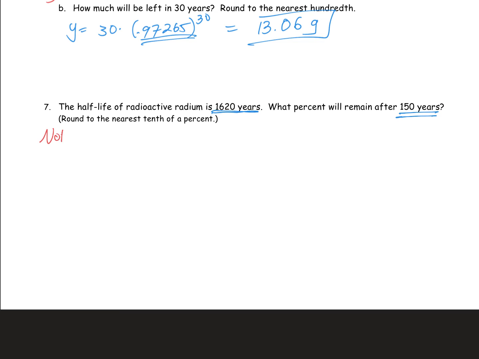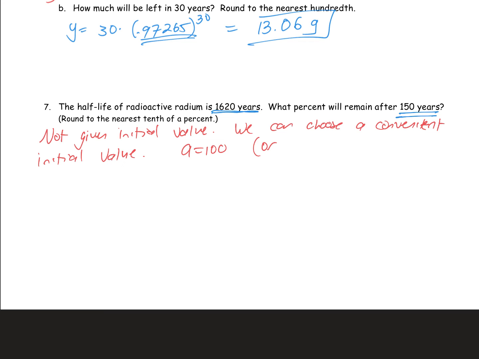I'm going to write that down: not given initial value, so we can choose a convenient initial value since we're only interested in the percentage. You can choose a equals 100, or you might choose a equals 1. For this problem, I'll do a equals 100, because we're only interested in the percent.